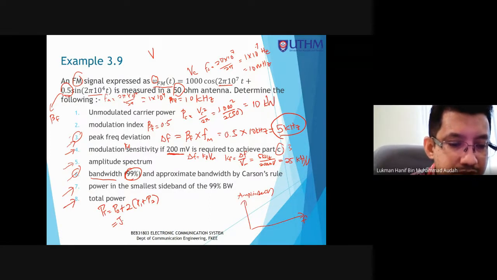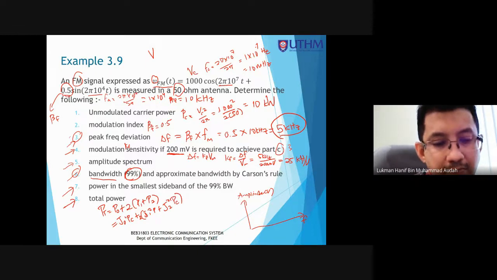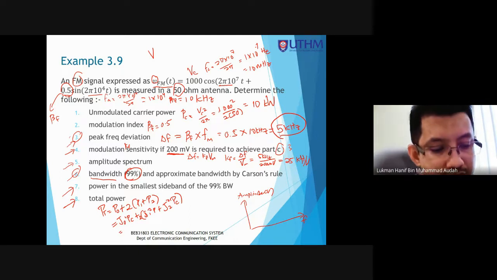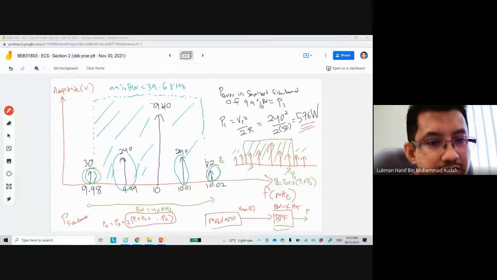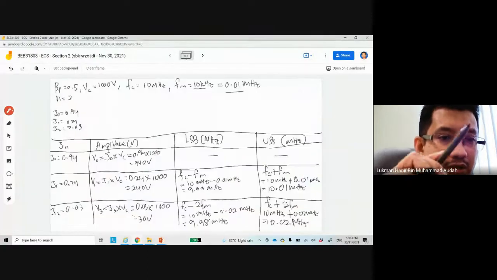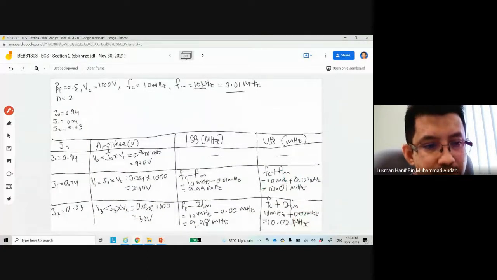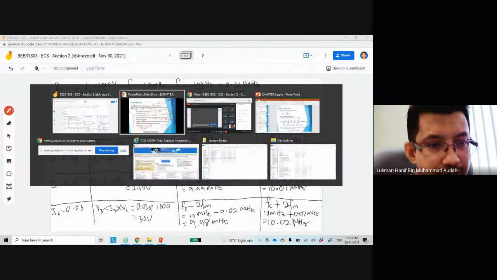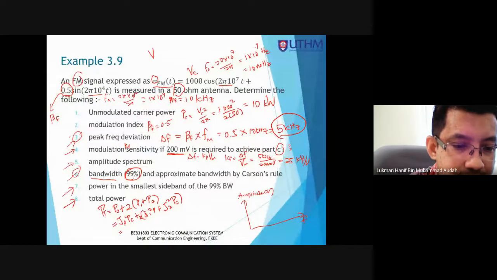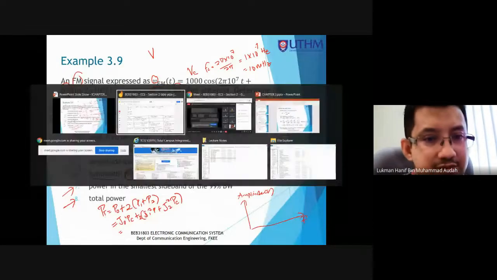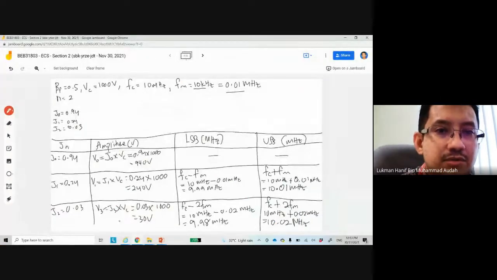So this is equal to J0 square PC plus 2 times J1 square PC plus J2 square PC. Okay, so J0 square, J0 square tadi kita dah lihat 0.94, 0.24, 0.03. So susah buat kat sini, saya tulis kat sana lah.